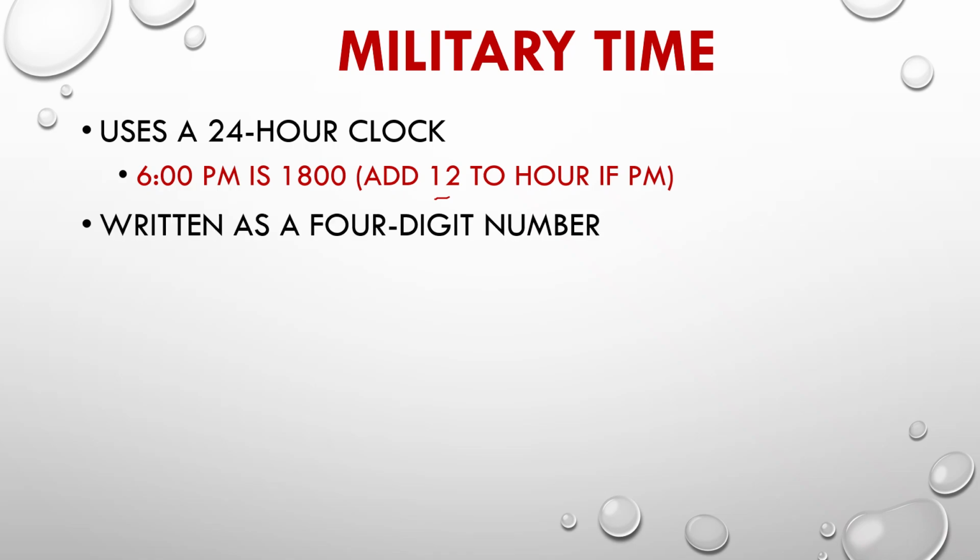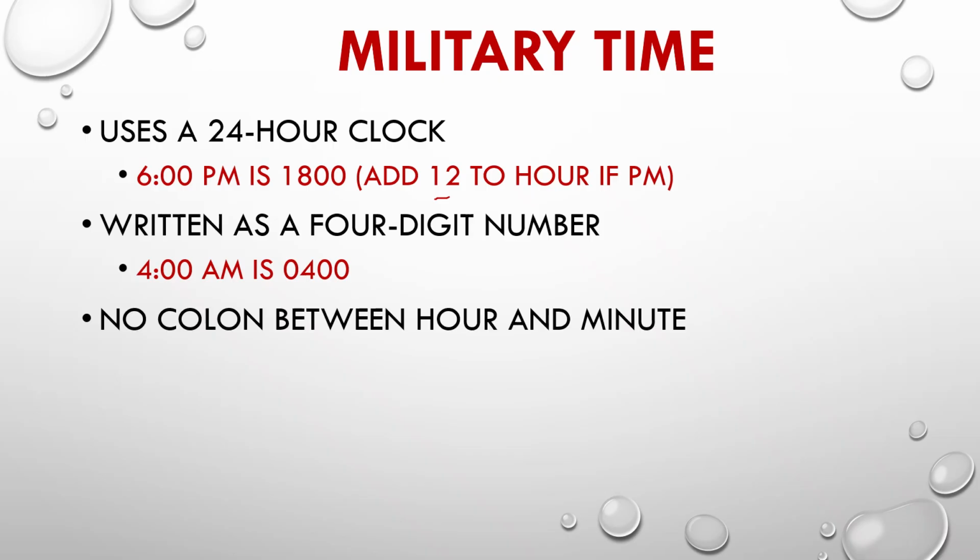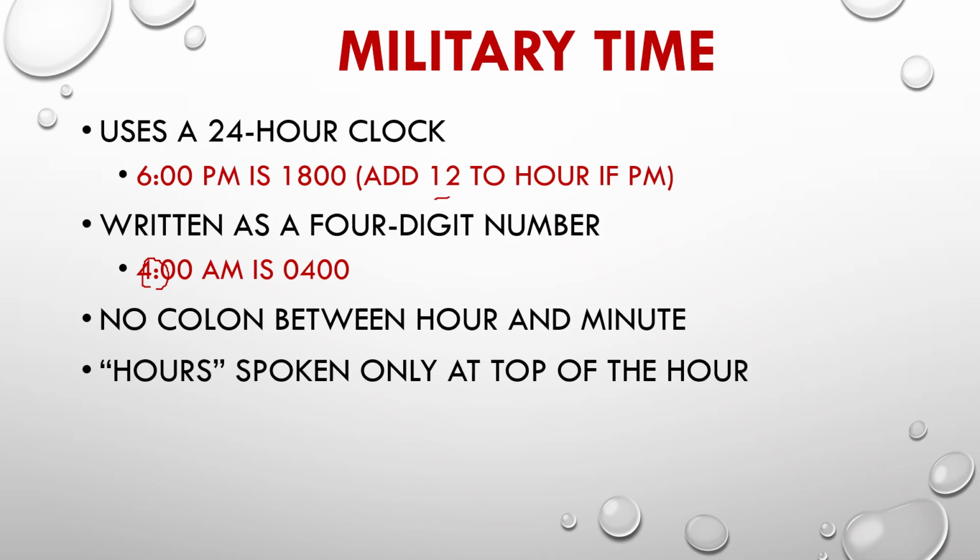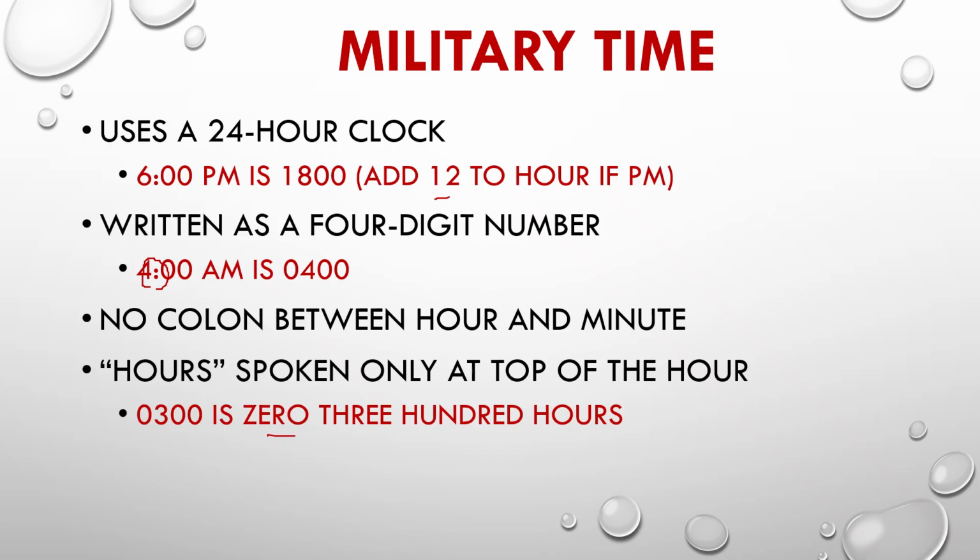It's written as a 4-digit number, always. So 4 a.m., for example, is not just 400, it's 0400. So we always have those 4 digits. There's no colon between the hour and the minutes like we have in traditional 12-hour time. Take that colon out. Hours are spoken only at the top of the hour, so when our minutes are 0. For example, if it is 3 a.m., and we convert that into military time, 0300, we say 0300 hours.